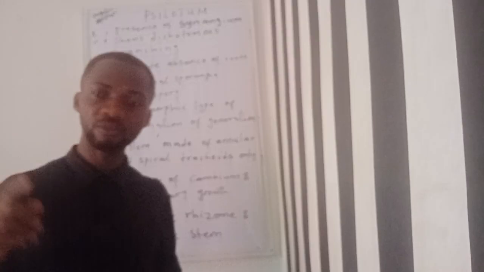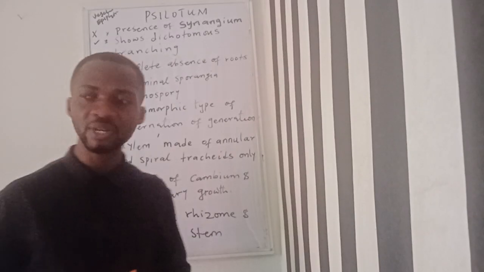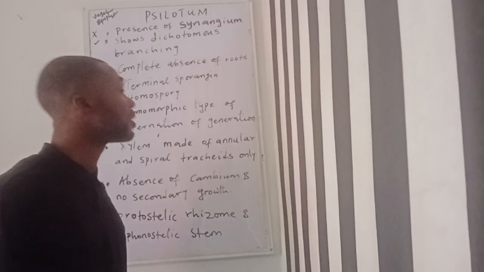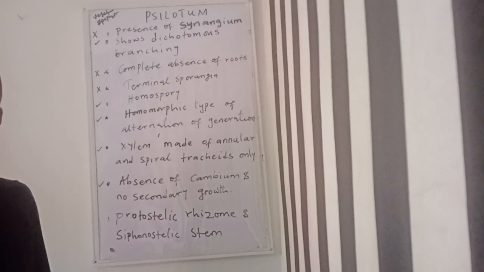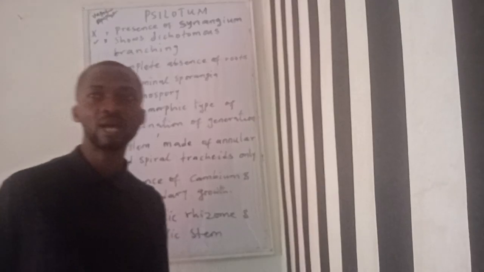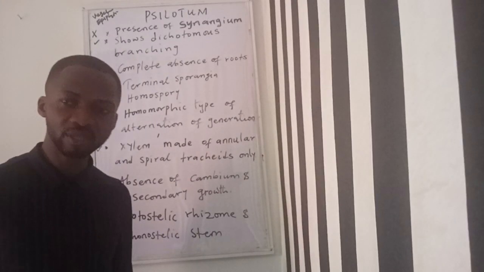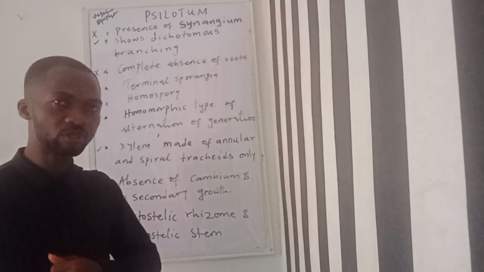So today we want to be looking at each of the representatives of all the classes of Pteridophyta. The first one I want to look at is the Psilotum. We want to look at the characteristics of this Psilotum. What are some of the features you can use to identify this plant that is called a Psilotum? The first characteristic is the fact that they have monoecious gametophyte.